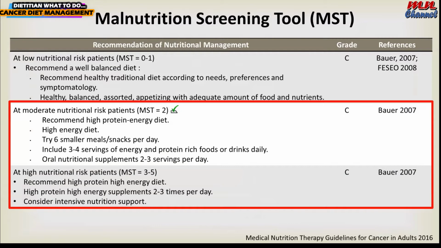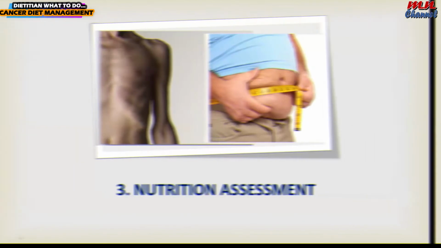So the recommendation of nutritional management actually depends on the risk. If you have this moderate nutritional risk, maybe you need to add in ONS for the patient on top of a high protein and high calorie diet. But if, let's say, the patient has a high risk of malnutrition, maybe you need to consider intensive nutritional support.